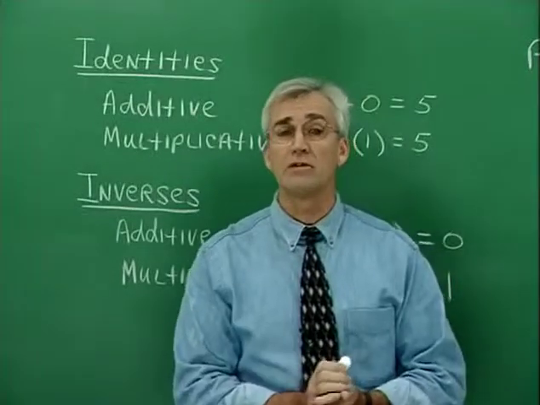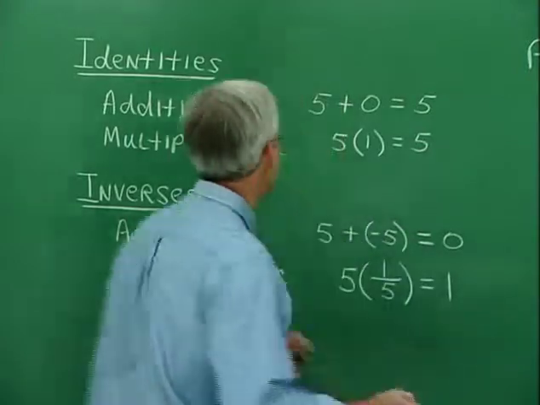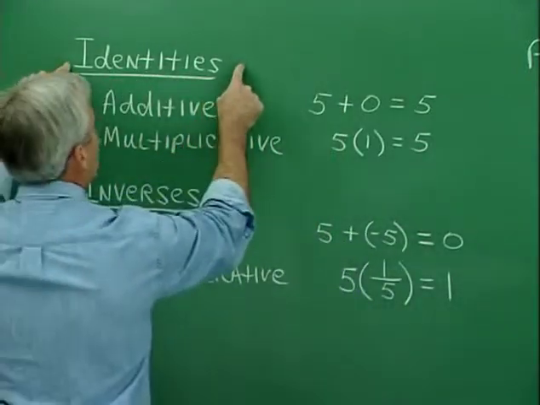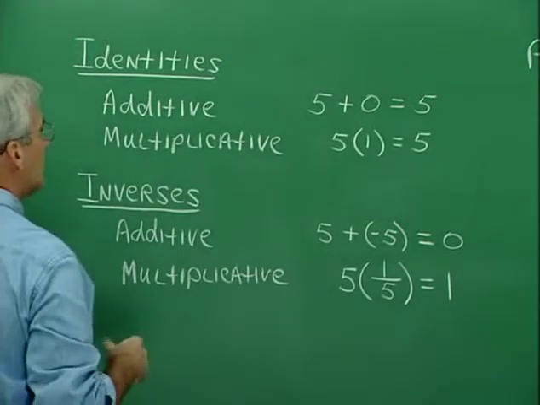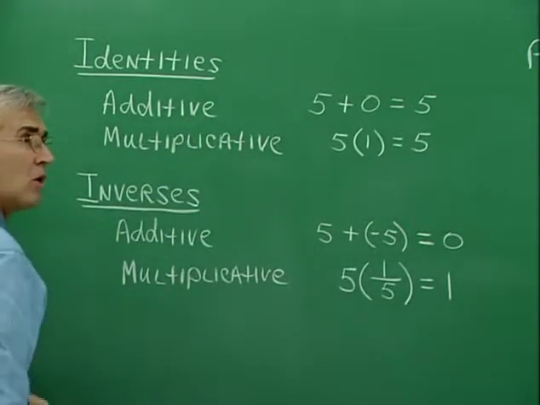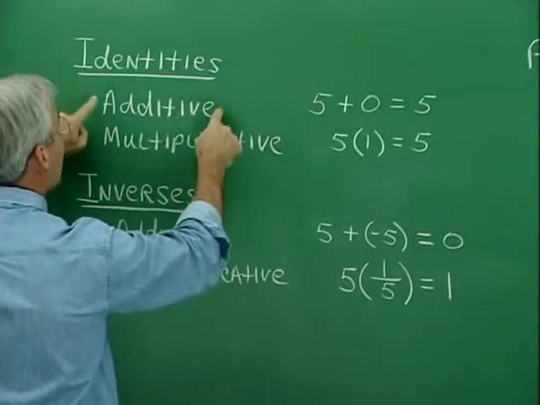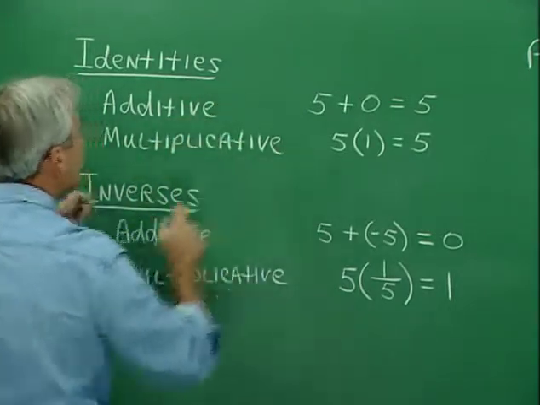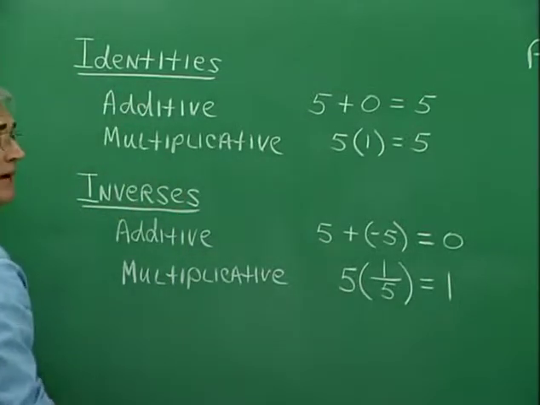These next properties are often referred to as existence properties. There are a couple of identity properties. There's an additive identity property and a multiplicative identity property, and really we're just saying that there exists an additive identity element and a multiplicative identity element within the algebra that we're talking about.